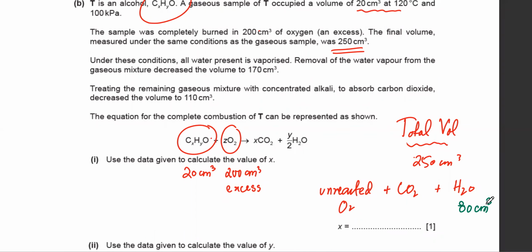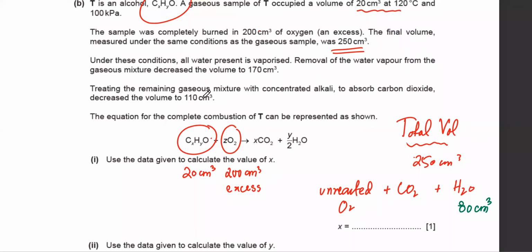So the water vapor was actually coming out to be 80 cm³, so that's one. And then he says, treating the remaining gas mixture with concentrated alkali to absorb the carbon dioxide, the volume decreases to 110. So it decreases from 250 to 170, and then from 170 decreases to 110.